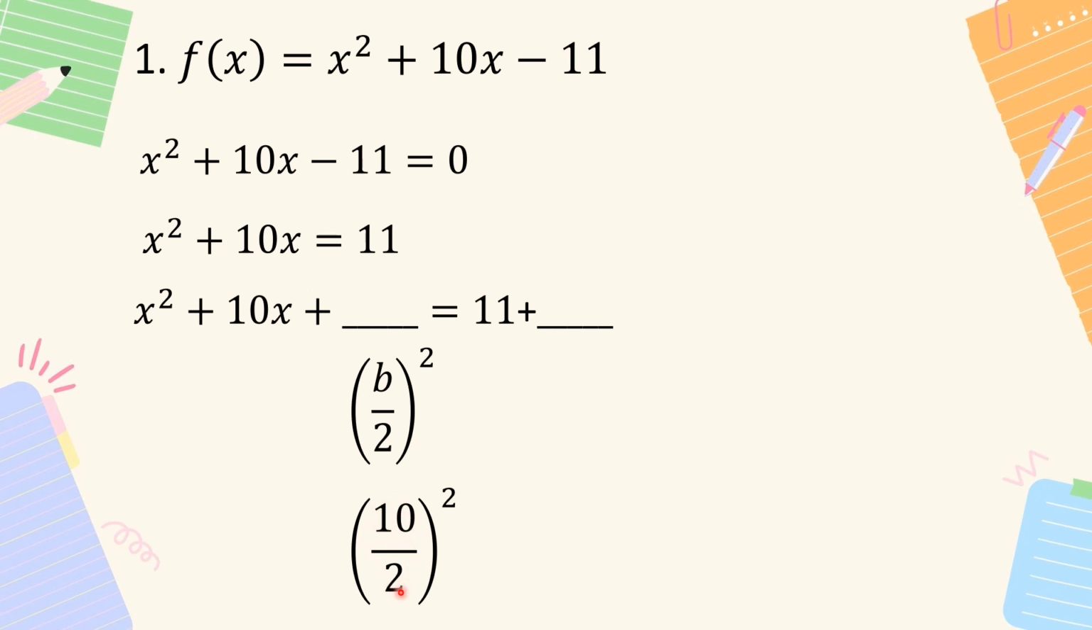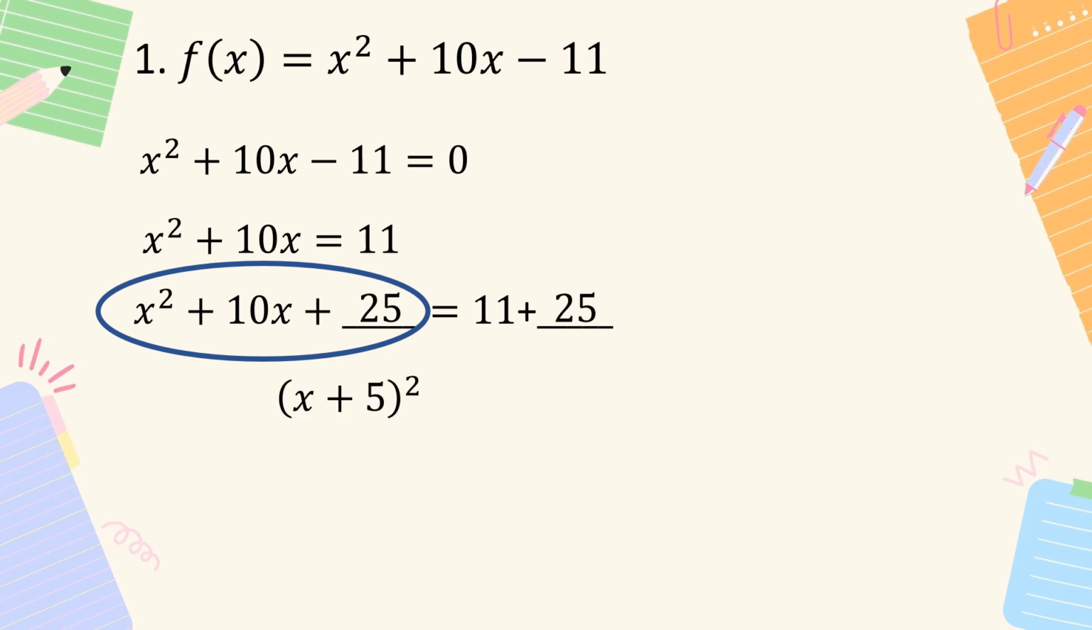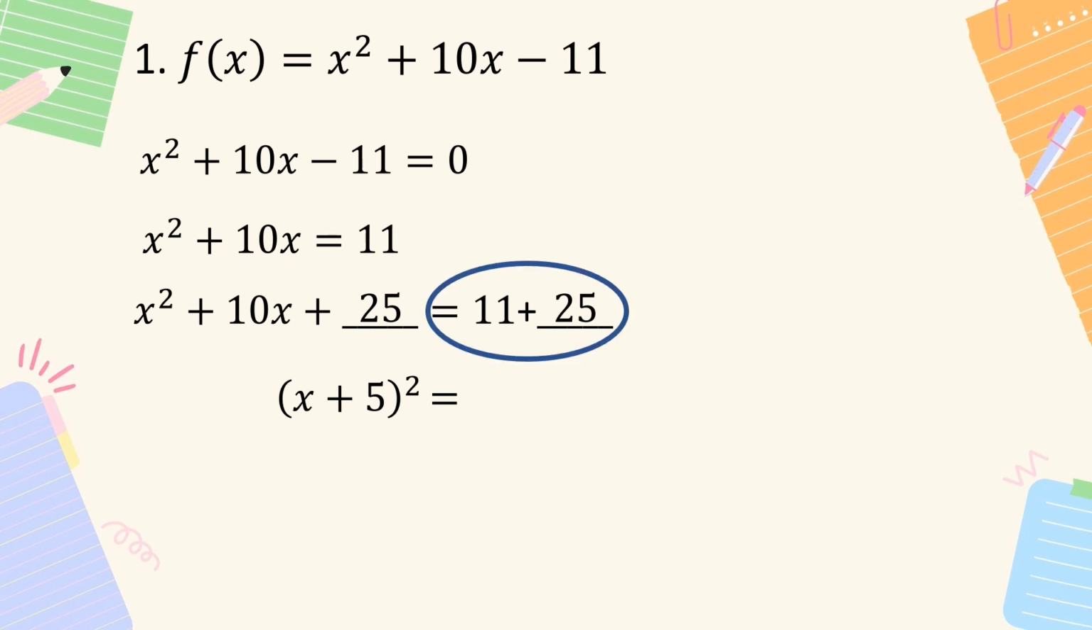10 divided by 2 is equal to 5. The square of 5 is equal to 25. So the term that we are going to add to both sides of the equation is 25. We now write the expression on the left side of the equation in its factored form, and that is the square of the sum of x and 5, equals 11 plus 25, which is equal to 36.